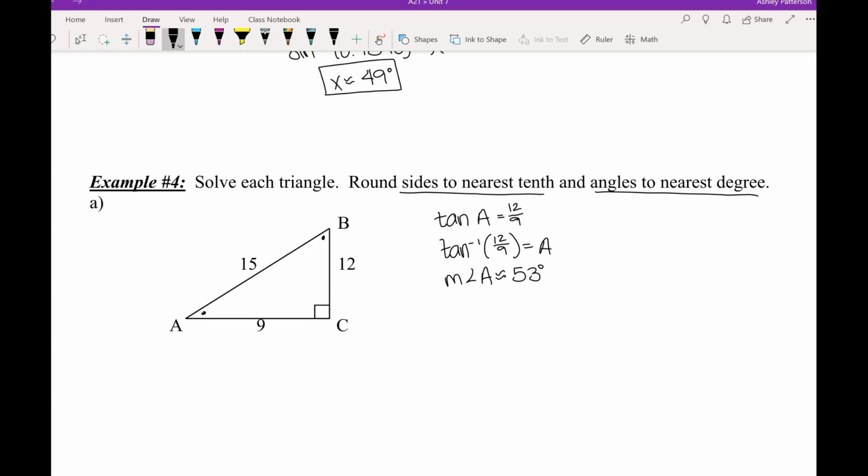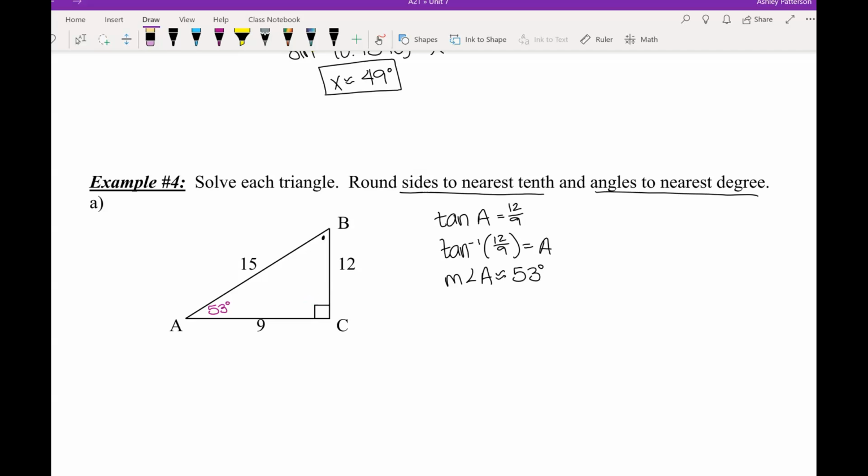Now, we could, because we just solved and we know that this is 53 degrees, 3 angles in a triangle add up to 180. So I could take 90 plus 53 and subtract that sum from 180. That will give me angle B.